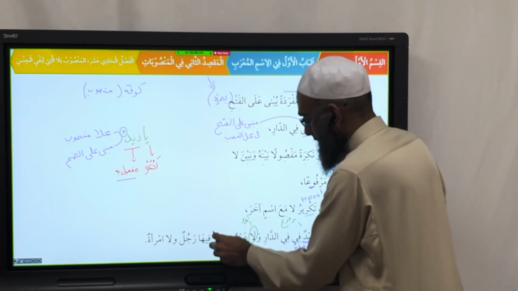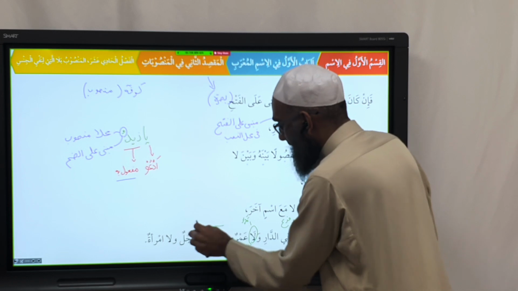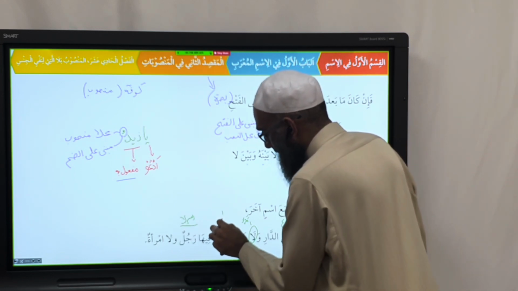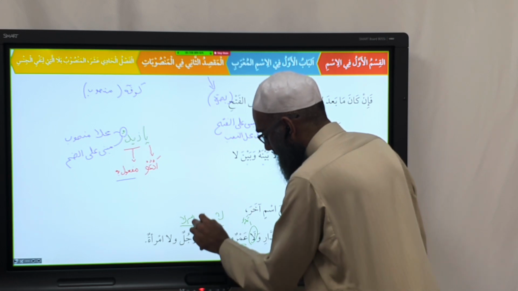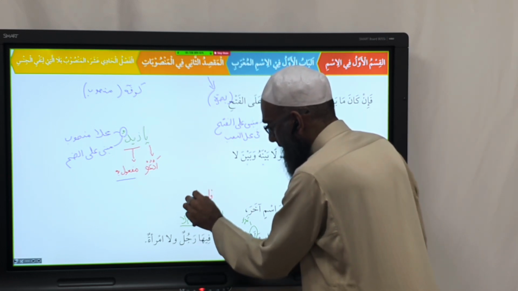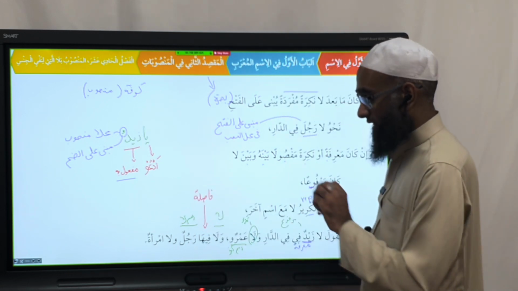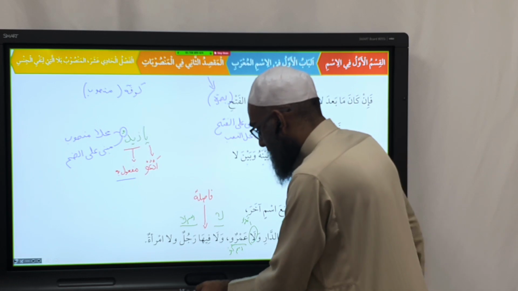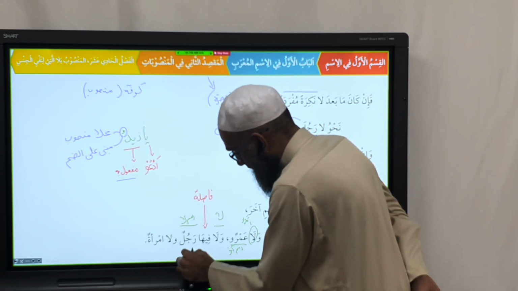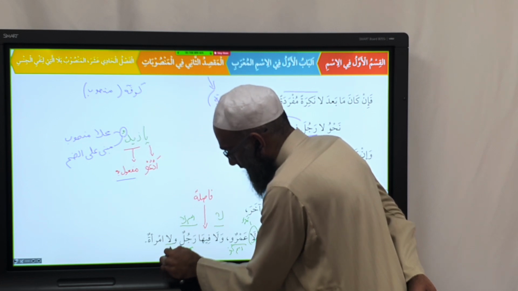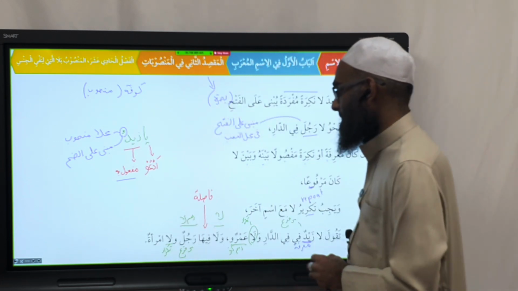If it's mafsool, baynahu wa bayna la. This is ismu la. This is a la. What is this? A fasila. Because there's a fasila here, the same rule applies. You have to make it marfu, and you have to do takrar of the la.